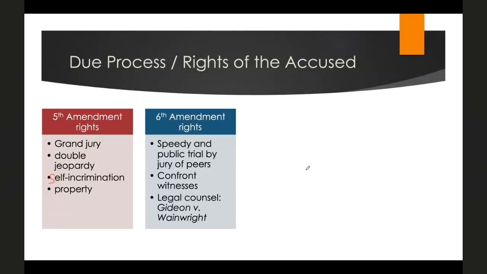And you also have the right to legal counsel. You have the right to legal representation, which the Supreme Court in Gideon versus Wainwright held means that even if you cannot afford one, you have a right to a public defender if you are charged with a crime and cannot afford legal representation.